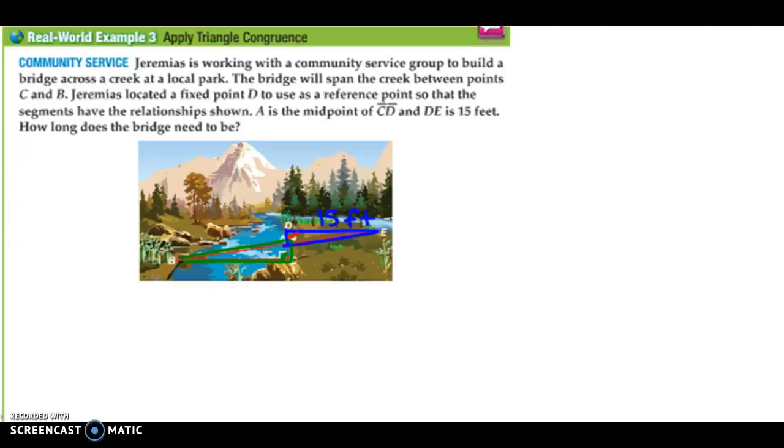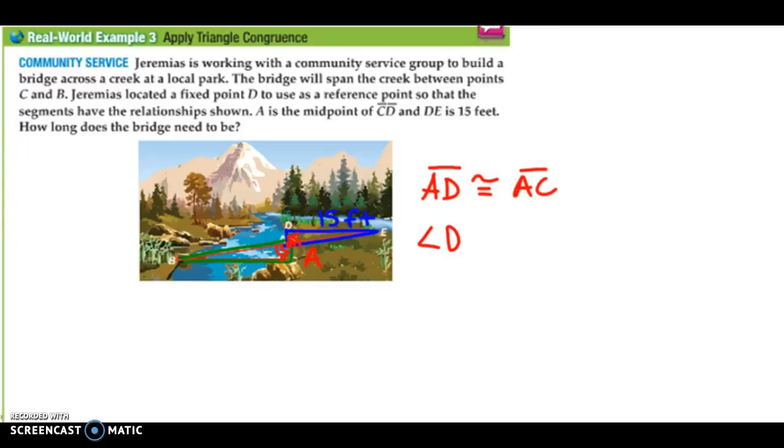So first, like I just said, angle D is congruent to angle C. They're both 90 degrees. Now the next thing I can say is that this angle right here that is made up there, these are going to be congruent. Why are they congruent? Because they're vertical angles. And then it says that CD is cut in half by point A. So that means that AD is congruent to AC.